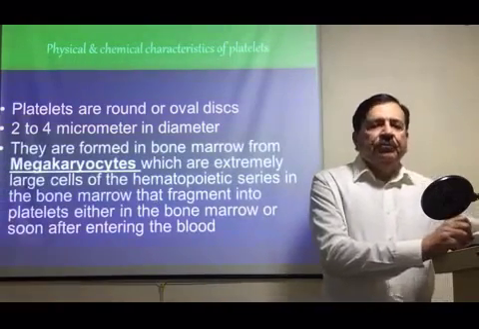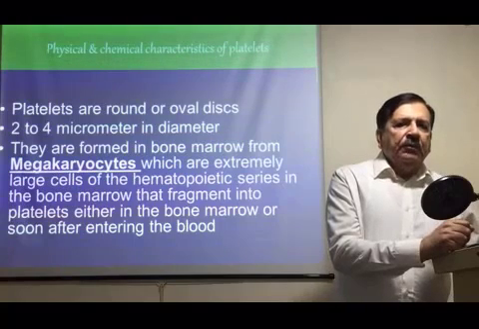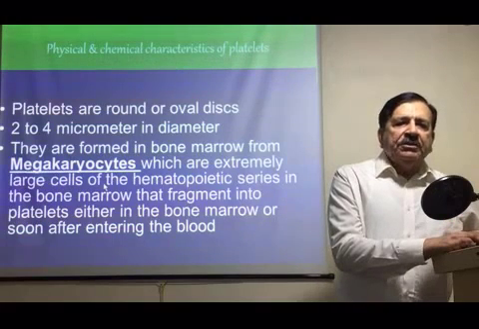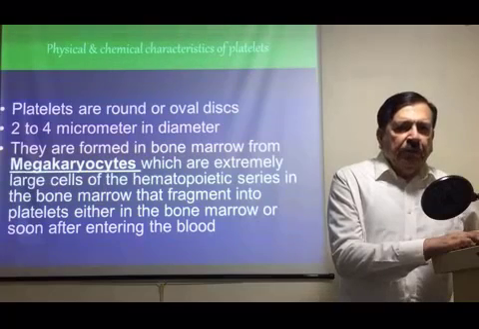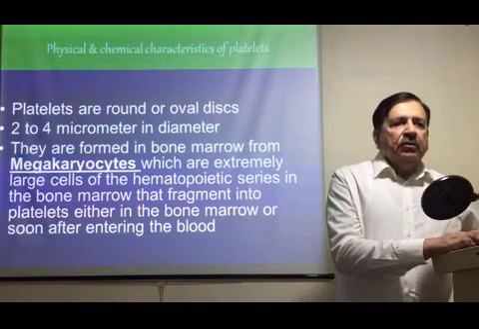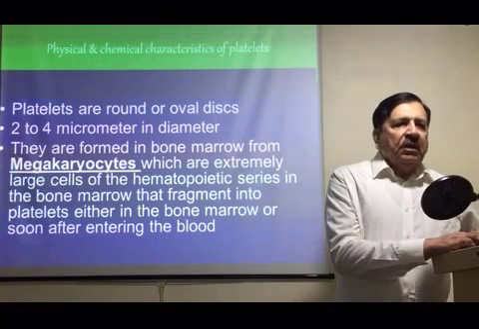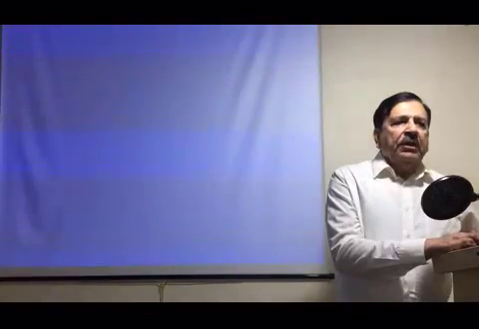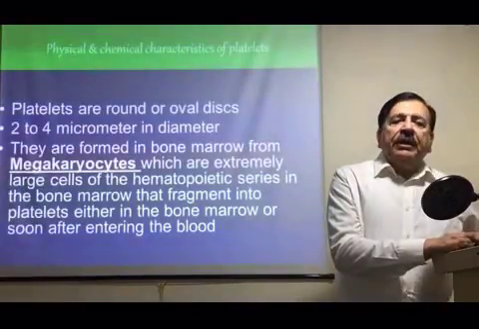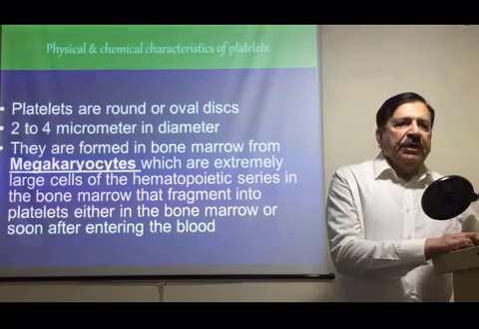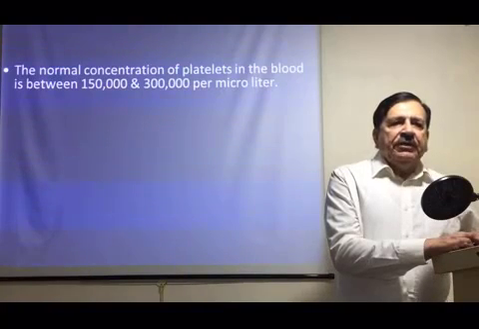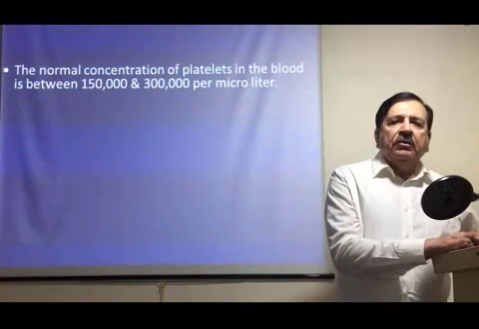It is formed in the bone marrow from the hematopoietic stem cell, which is called megakaryocyte, and this is the largest cell of the hematopoietic series. So in bone marrow, the platelets are formed from the megakaryocytes, and this production occurs by shedding of the platelets from the megakaryocyte. The normal concentration of platelets in blood is between 150,000 to 3 lakh per microliter.